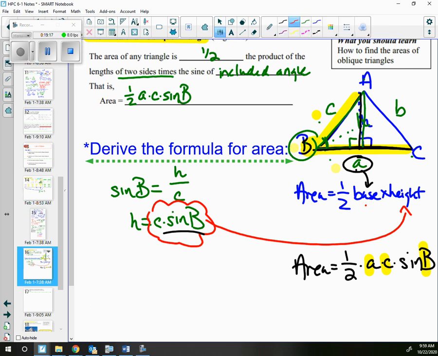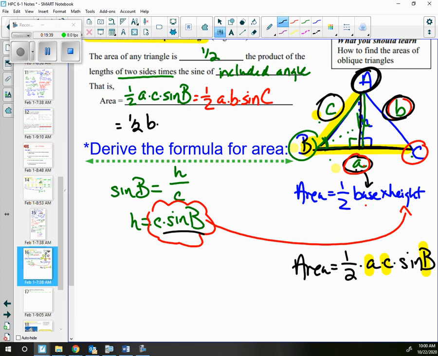But couldn't I use angle C and the two sides? So I could do that one as well. So it could also be 1/2 A times B times the sine of C. But I could also do angle A, and what would be the two sides that include that? Well, it would be the B and the C. So I can also do 1/2 B times C times the sine of angle A.